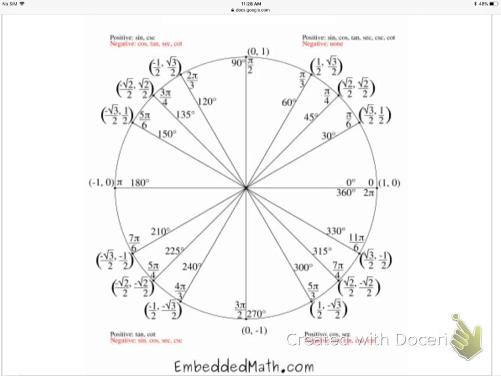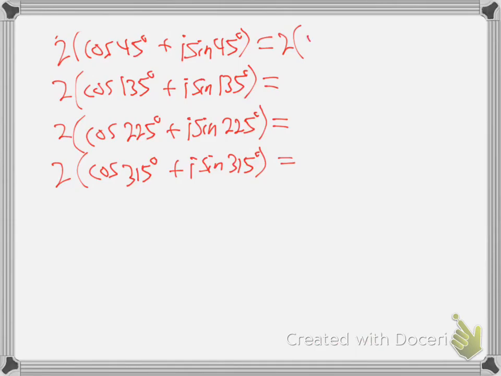Pop up the unit circle here. We're always using the unit circle. He is our best friend in trigonometry class, the unit circle. Where is he, though? He's lost. There he is. So 45 degrees, cosine root 2 over 2, plus I, and that's also root 2 over 2.